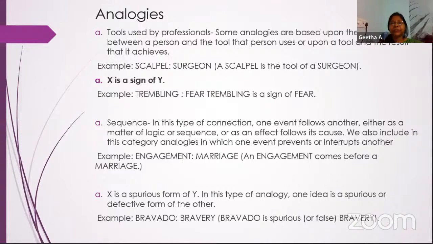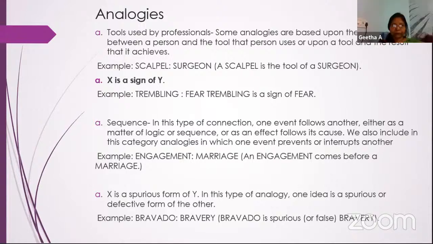So if you find the relationship the same as this in the choices, then that will be the answer. At times they will give similar ones, but one choice will be a little different, so you will have to find out which one goes with it. Sequence also might be there, where one event follows another. As I've given here, we have engagement and marriage. Engagement comes before a marriage. So a sequence of events might also be the analogy, the relationship between the words given.